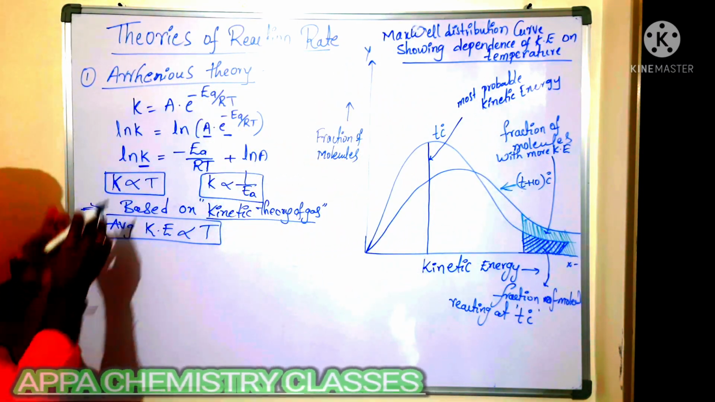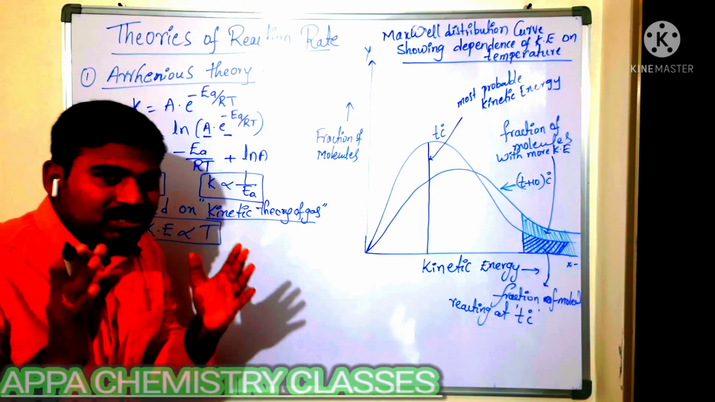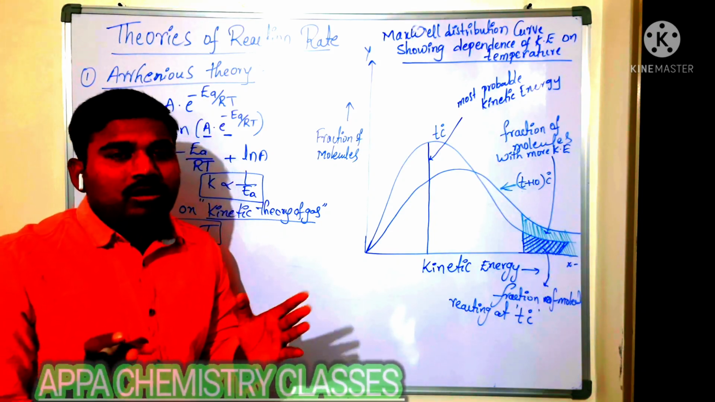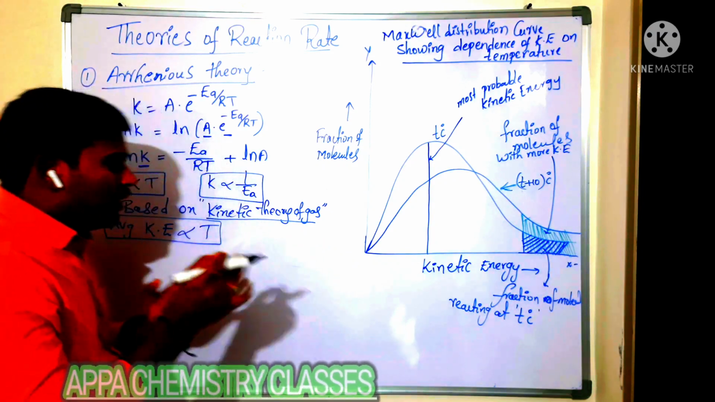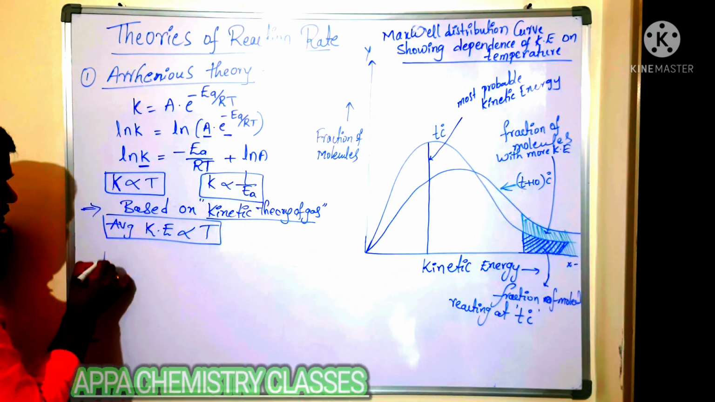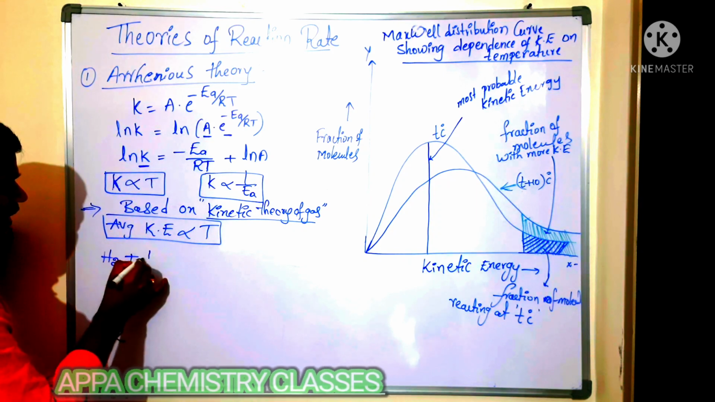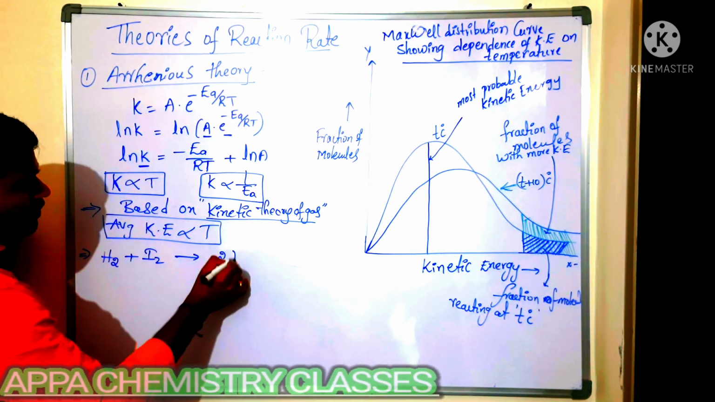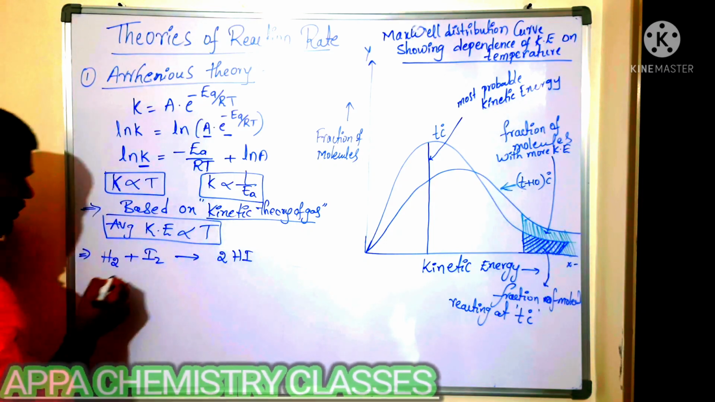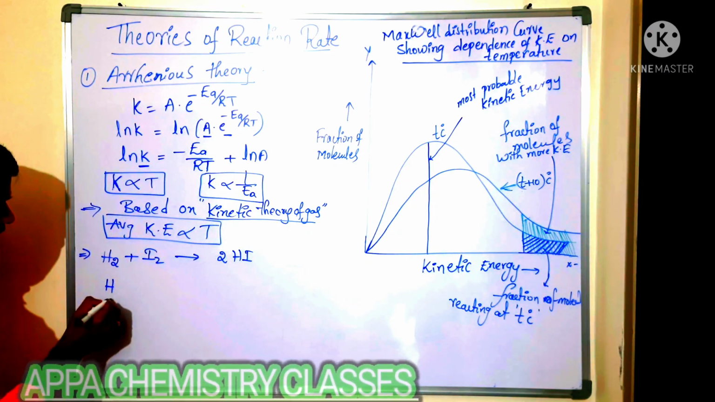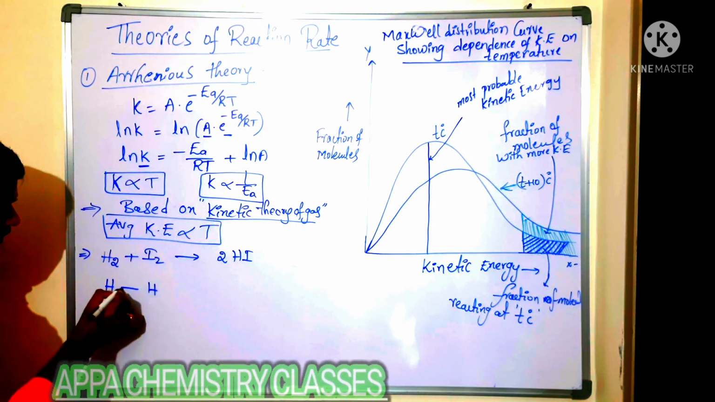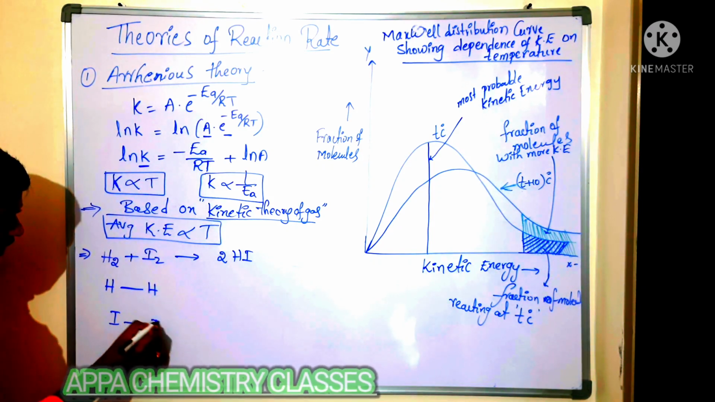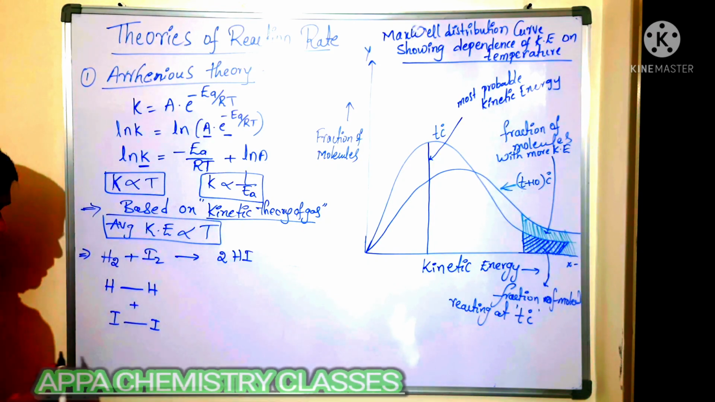Before that, Arrhenius took one simple example, the reaction between hydrogen and iodine to form hydrogen iodide. Hydrogen reacts with iodine, and we get 2 moles of HI. Here hydrogen contains one H-H bond between the 2 hydrogen atoms, and between the 2 iodine atoms we have the I-I bond.